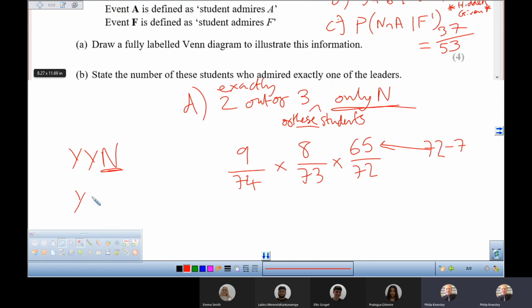What if the first one says, yes, I only support N, but the second one doesn't? That would be a 9, 65, 8, out of 74, 73, 72. The same probability again. What if the first person says no, and then the second one too? So it'll be 65, 9, 8, again the same probabilities, but in a different order. There's 3 different ways. This type of probability question is referred to as combinatorics, or combinations.